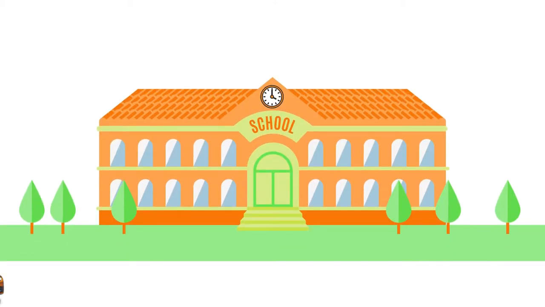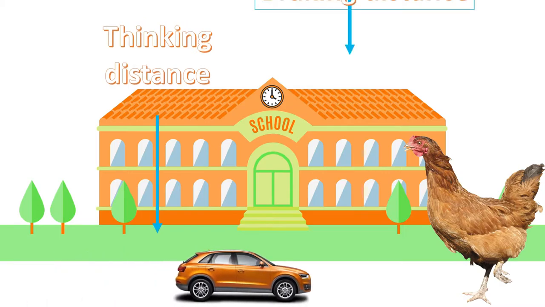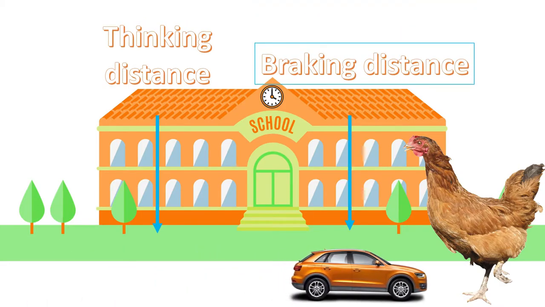Imagine a car now driving across the road in front of us. The chicken jumps out. The car goes through two things. The person in the car has to think about braking. That person then has to apply the brakes. And the car has to physically come to a stop.